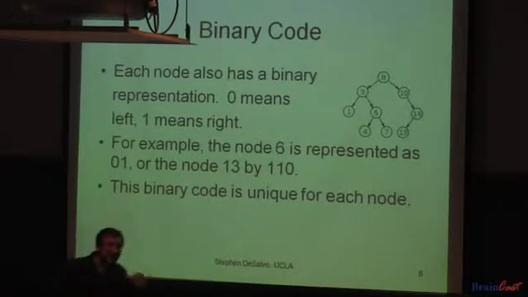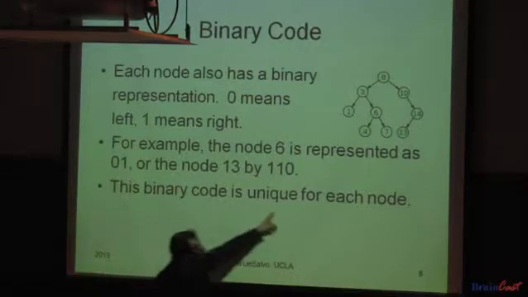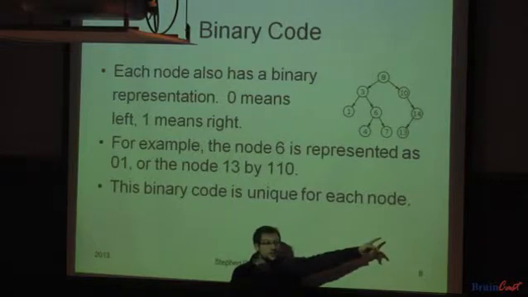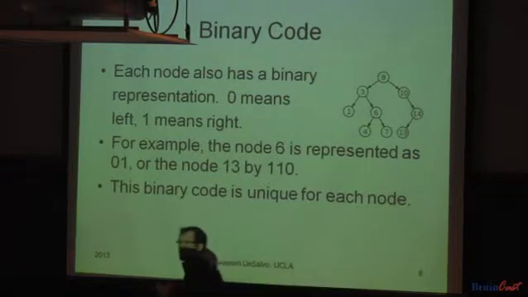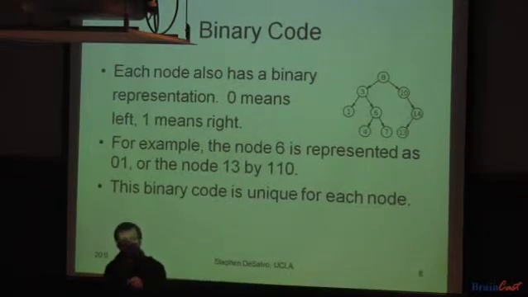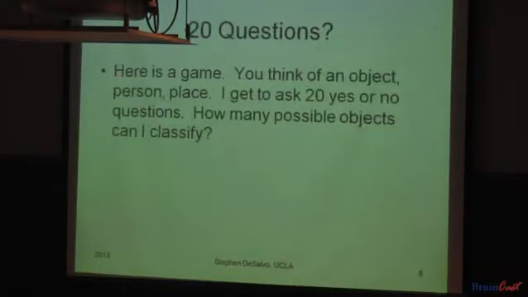The reason why this is kind of a cool construct is that the binary code is unique for each node in the tree. So each node can be uniquely identified based on a series of left and right moves. Okay? That's why the idea is kind of neat. It's also neat in practice as well.